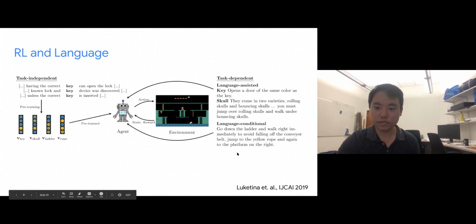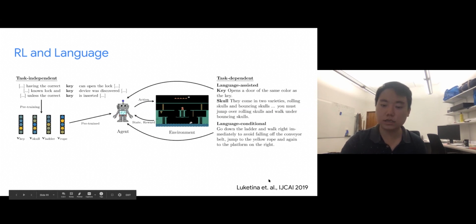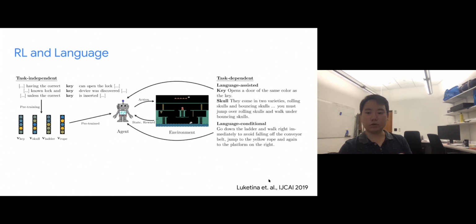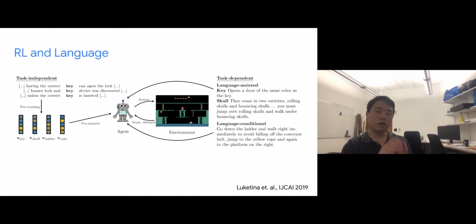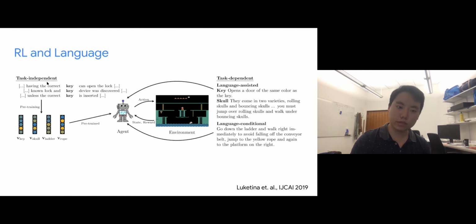A lot of these categorizations are from this very fantastic review paper at IJCAI 2019. It's a survey of reinforcement learning with natural language, and that is one of the required readings for this week. Essentially, what they've done is classify all sets of possible tasks where we have language and reinforcement learning. One set are task-independent methods, and the other set are task-dependent methods.